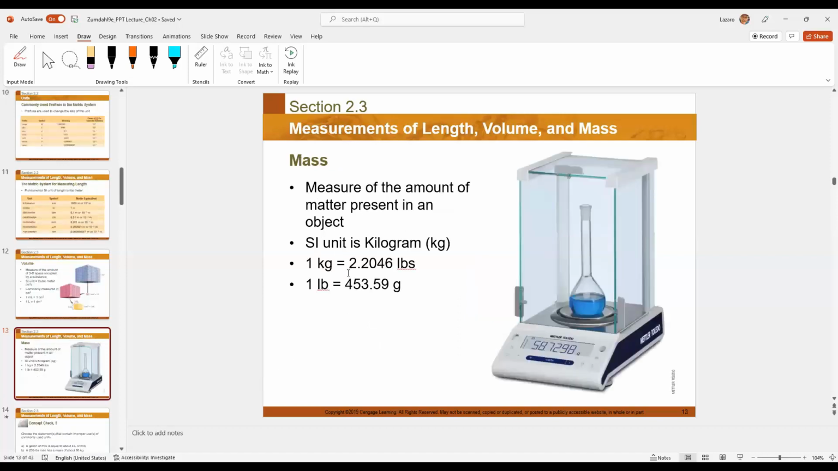For mass, we use the kilogram. The kilogram is equal to 2.2046 pounds. Or also you can say that 1 pound is equal to 453.59 grams. I recommend you take these units into account, because you are going to use them in the conversions for this homework and for the first exam.